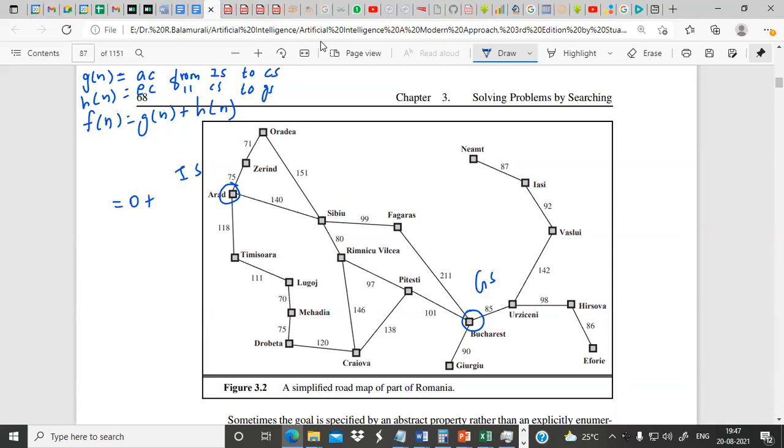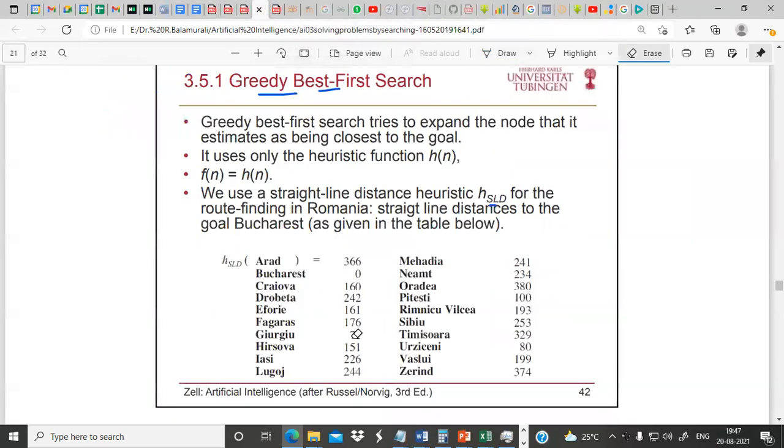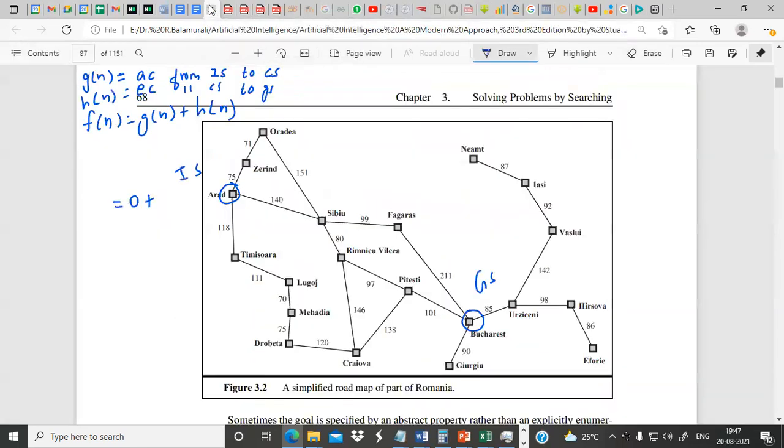And what is h of n? H of n is the estimated cost of reaching from Arad to Bucharest. So for that we have to refer to this table, because we are using this as the heuristic function. So what is the estimated cost of reaching from Arad to Bucharest? That is 366. So what we get is 0 plus 366. That is, g of n is 0, h of n is 366. So we got 0 plus 366, which is 366. So at Arad, this is our status.